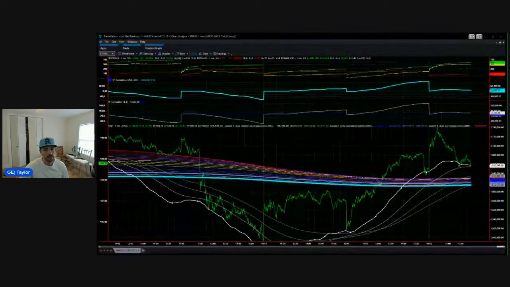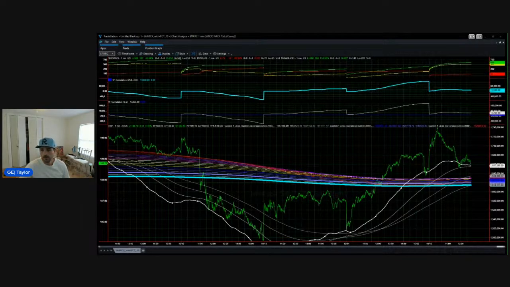Can you guys see that? Yeah, you guys should be able to see the market trend model now. Can you all see the market trend model? Got it. Cool. Excellent.